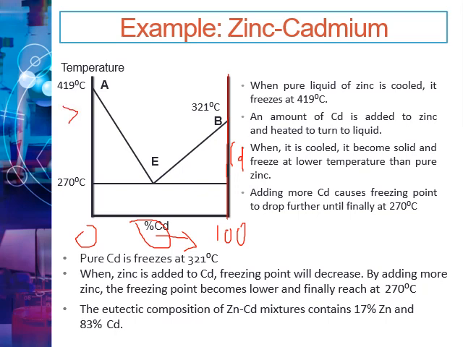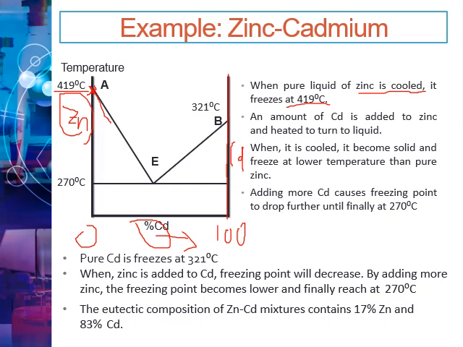Zinc. Okay, zinc. So, in order to draw the graph, you have to look at where the temperature of zinc is given. Pure liquid zinc is cooled and it freezes at 419. This is the region of zinc. So, the highest temperature is 419 degrees and then it melts. This is the highest and then it's going to melt. The amount of cadmium is added to zinc and heated up to liquid.